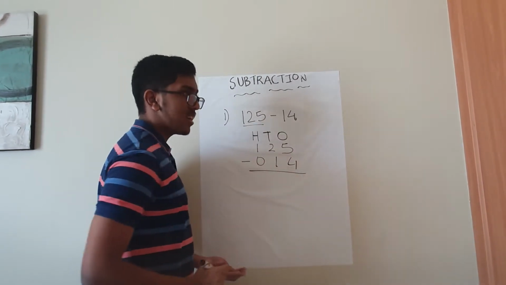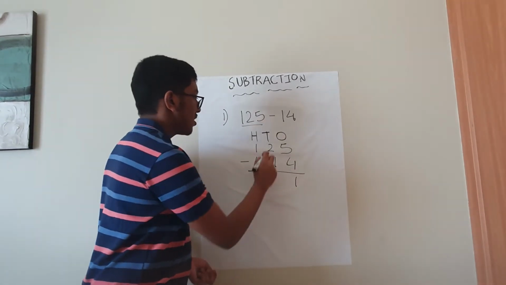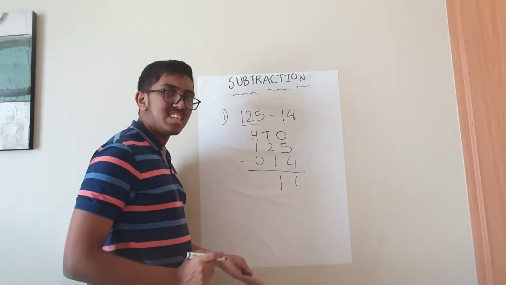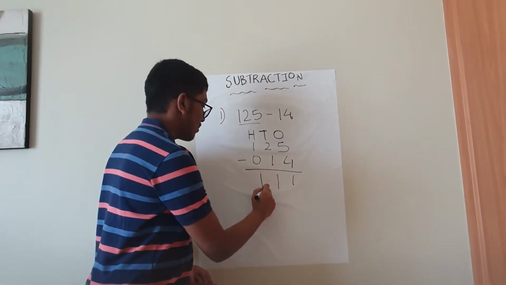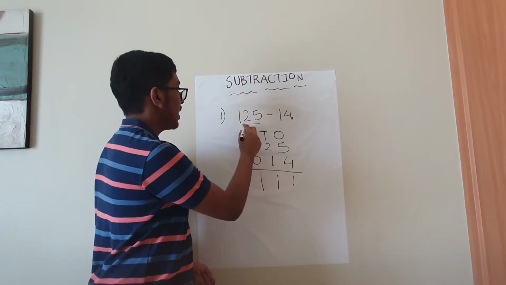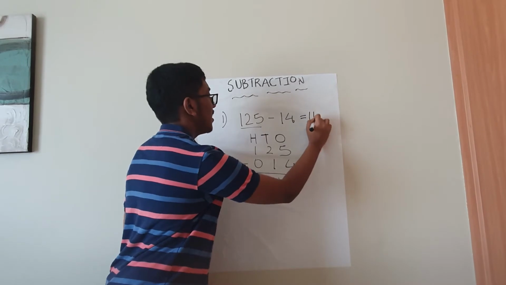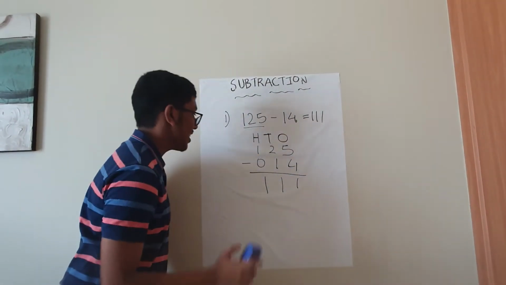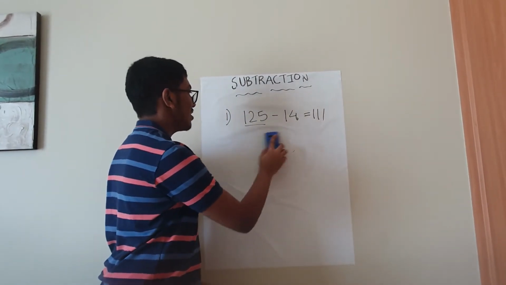Now you do the subtraction. What is 5 minus 4? 1. What is 2 minus 1? 1. And any number minus 0 is the number itself. So 1 minus 0 will obviously be 1. So 125 minus 14 is equal to 111. Okay? Now let's look at an example where we see three-digit numbers minus other 3-digit numbers.